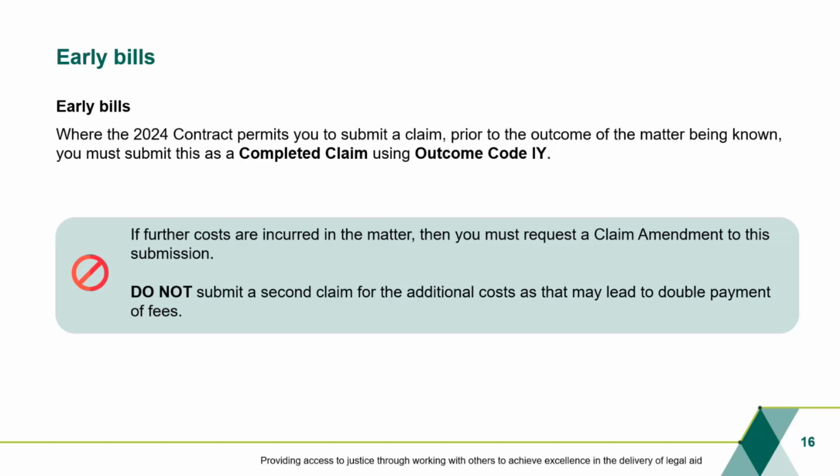You should note, though, that if you then continue under legal help to incur any further costs on that matter, you should not submit a further claim, but you should request a claim amendment to that early bill to add in any additional costs that may be due to you. And as set out on the slide, these claims would be completed claims, and you should use the outcome code IY, which indicates to us that a third-party decision is awaited.